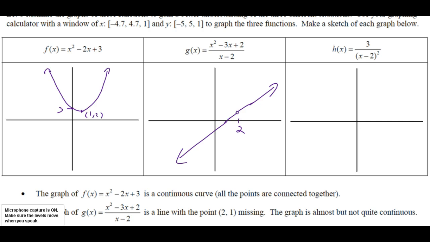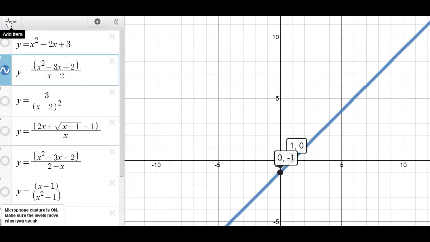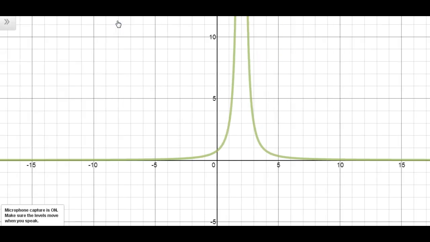So where's that? Let's bring this back in, hide that, reveal. And there's the graph of y equals h of x. And we can see, which we knew from the table of values, that as you're getting close to 2, your y values are getting really high, right? Very large.